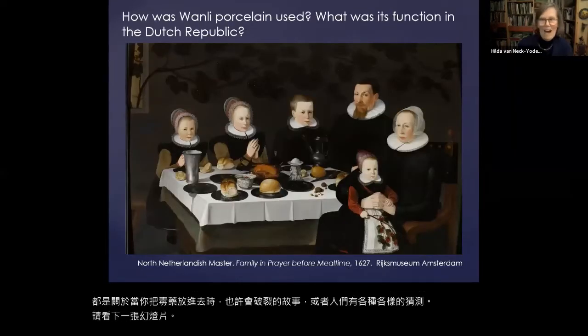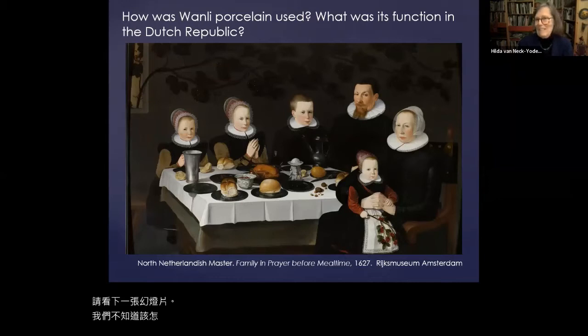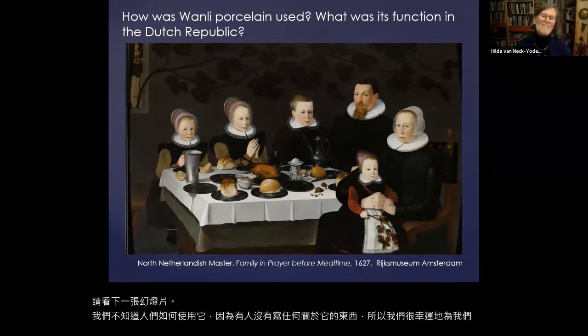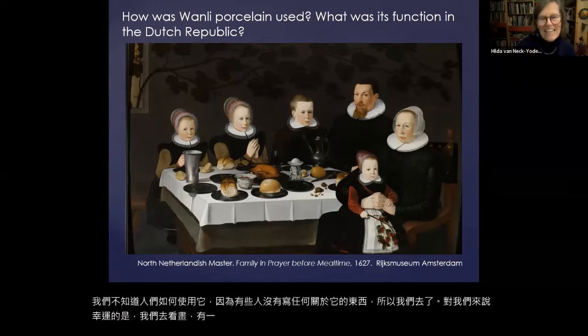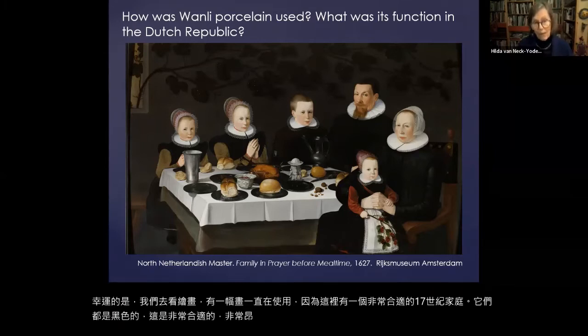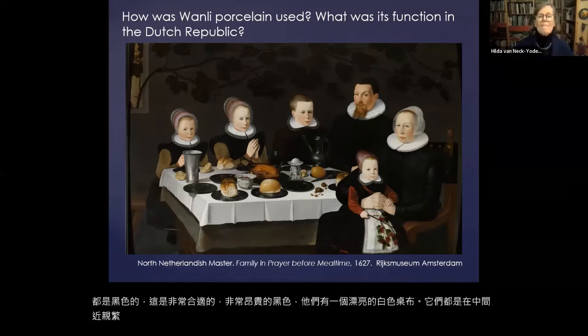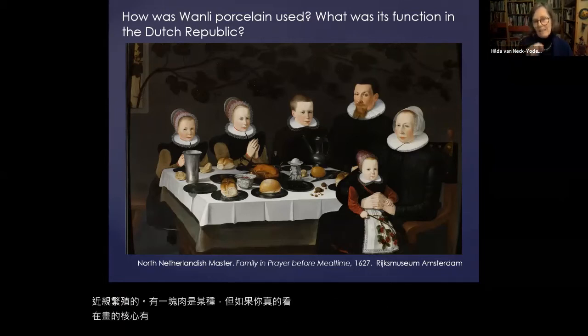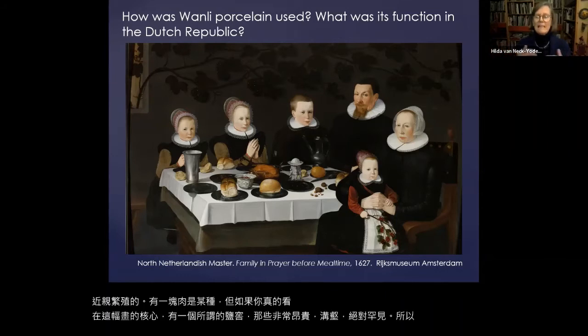Well, we don't know how people used it because people didn't write anything about it. So luckily for us, we go to paintings. And there is this one painting that's used all the time because here you have a very proper 17th century family. They're all in black, which is very proper, very expensive to be in black. They have a beautiful white tablecloth. They all have bread. In the middle, there's a piece of meat of some kind. But if you really look at the heart of the painting, there is what's called a salt cellar. And those are very expensive. Salt was absolutely rare. So this family has stuff on the table that they're very proud of.